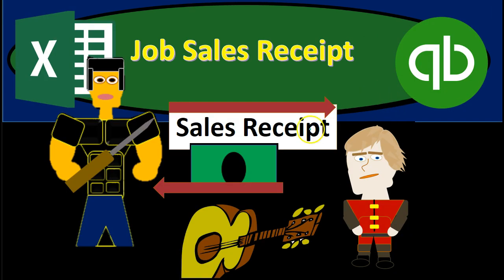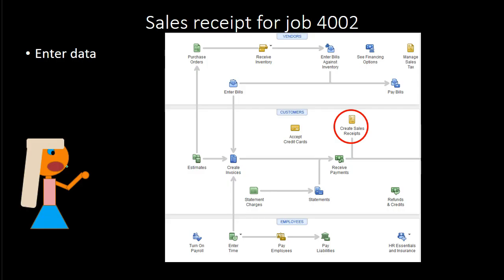We're going to take a look at QuickBooks quickly and then jump over to Excel and enter this data. Thinking about QuickBooks, what we are going to do here is create a sales receipt. This is something we've seen before. However, we're going to apply the sales receipt not to a particular customer, but more specifically to a job that is then tied to a customer.